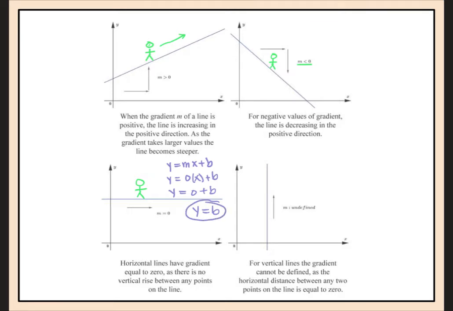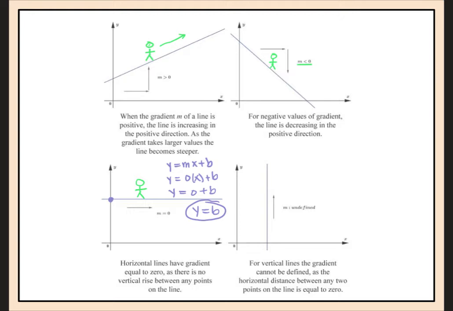So remember that horizontal lines are basically y equals its y-intercept. So always remember that for horizontal lines, the equation is y is equal to its y-intercept.